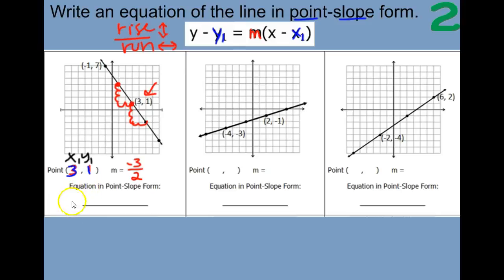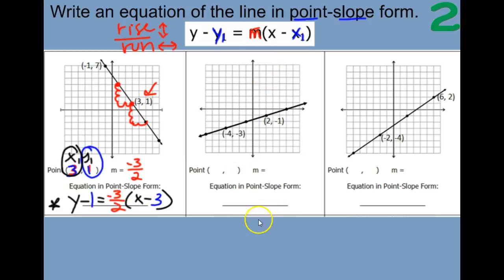So our equation says y minus y1, and y1 right here is really 1, equals our slope m, and m is negative 3 over 2, and then in parentheses x minus x1, and x1 right here is 3. If you picked one of the other points for your point, that's fine. I would accept multiple answers for this problem. Your slope should be the same though.